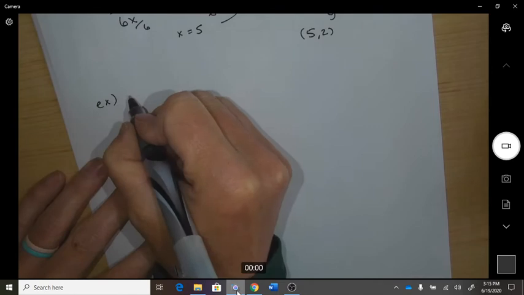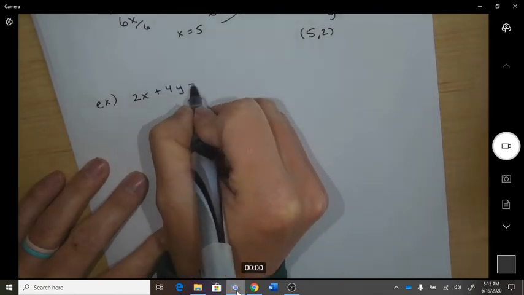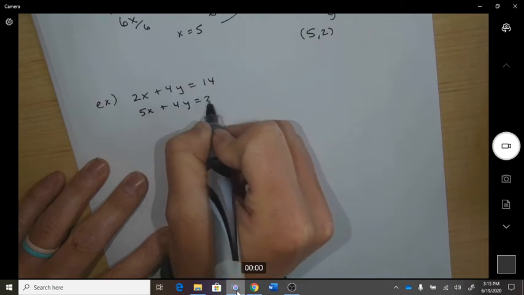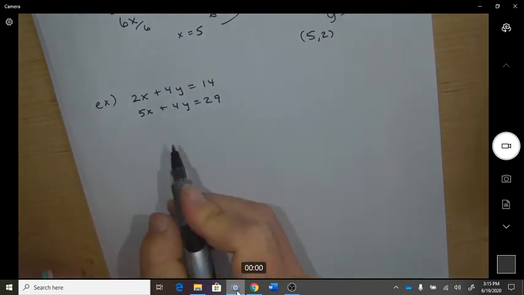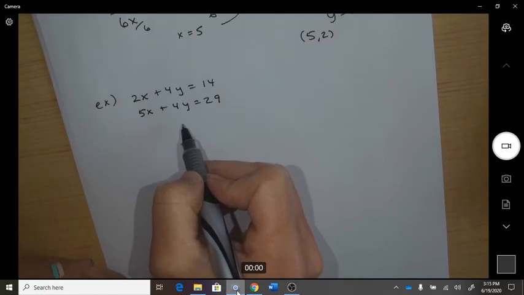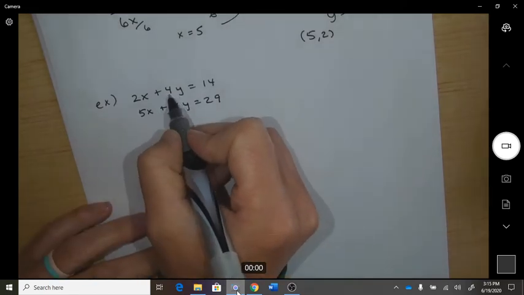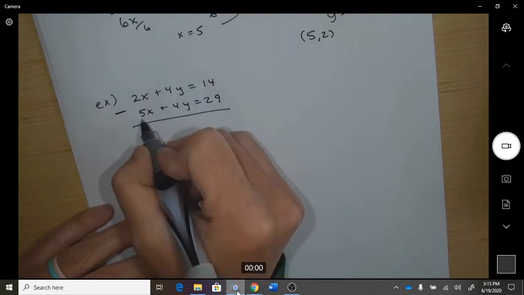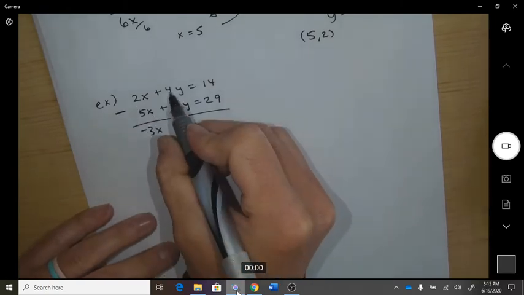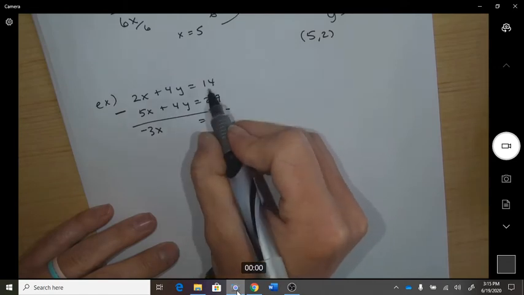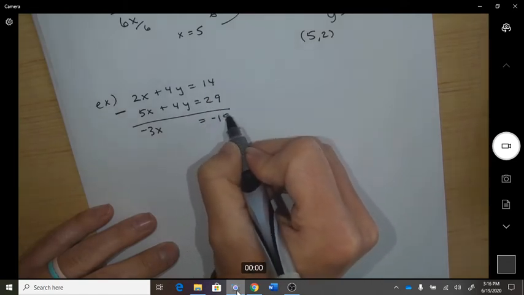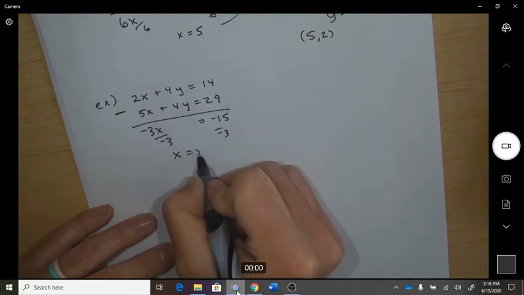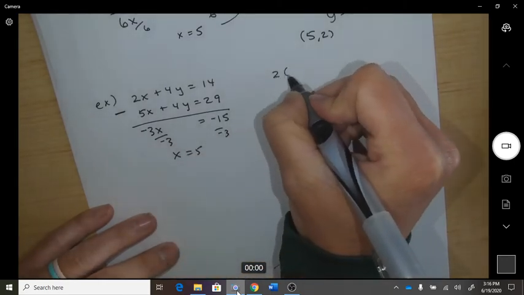Next example, 2x plus 4y equals 14. 5x plus 4y equals 29. So here I can see my y's are kind of set up for elimination. So if they're the same here, I'm subtracting. So 2 subtract 5 is negative 3. 4 subtract 4 is gone. 14 subtract 29 is negative 15. So x equals 5.